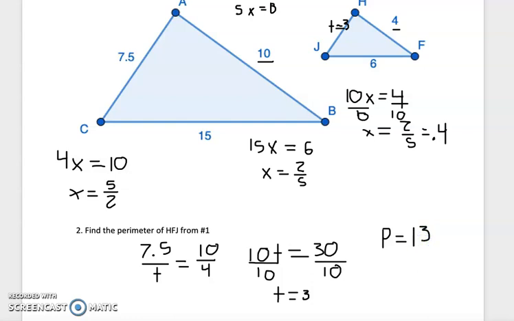However, there is a second way that we could have found this. We can go and count up these sides. So you have 10, 15, and 7.5. So what's that going to look like? That's going to be 25 plus 7.5, which will be a perimeter of 32.5.